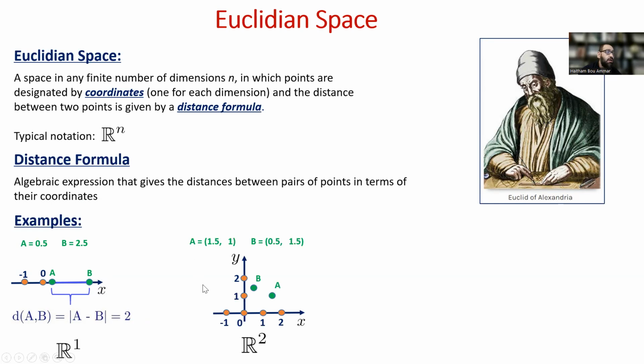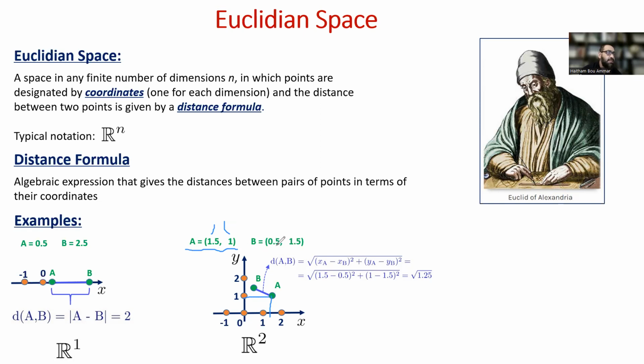However, in 2 dimensions now, the distance formula between A and B will become the square root of the difference of the first coordinate value squared plus the difference of the second coordinate value squared. So for example, the distance between these 2 points A and B, if A is located at 1.5, 1, right? So remember, we can localize this at 1.5 and 1.